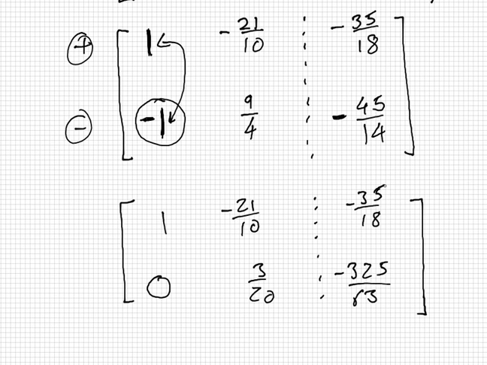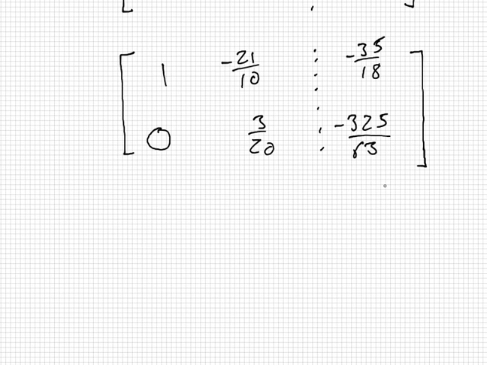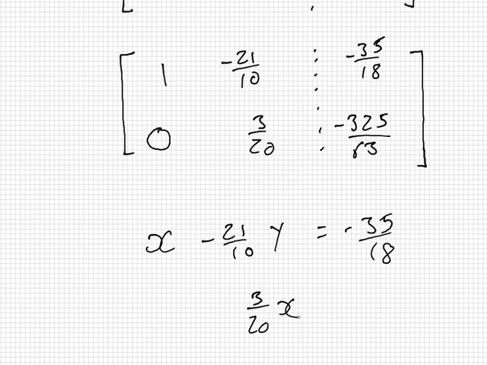So now we're actually finished, practically. Because if you think about what you have here now, if I write these equations back, I have x minus 21 over 10y equals minus 35 over 18. And here I have 3 over 20x equals minus, y equals minus 325 over 63.